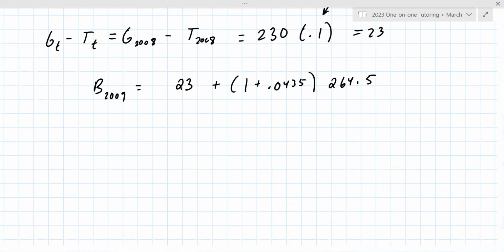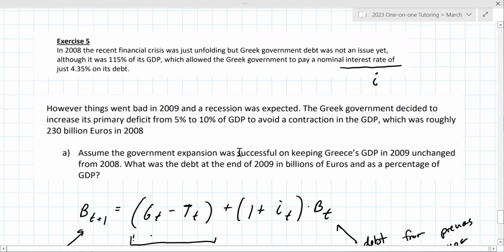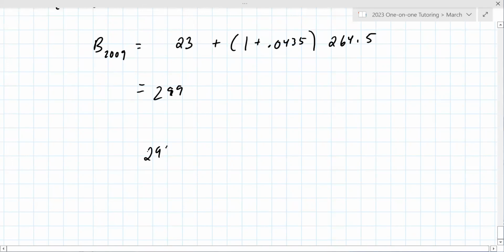Now that's not the answer. You end up getting 299, because I think it's over the GDP, since it's a percentage of the GDP. Yes. What was the debt? That's part A, or subscript I, and then the percentage of GDP would be 299 over 230, which is 130%.